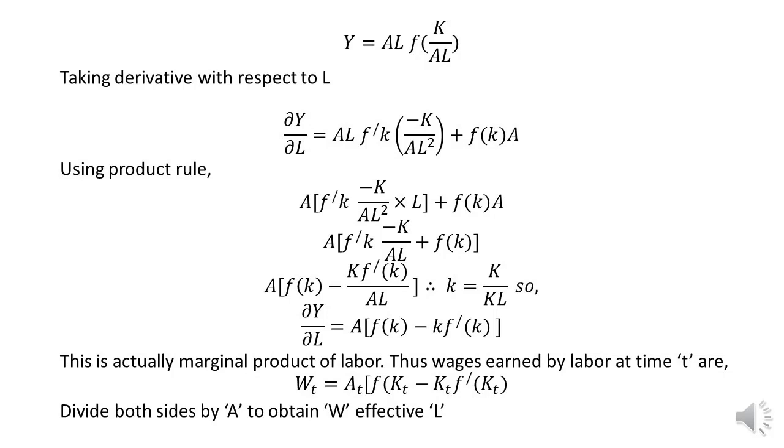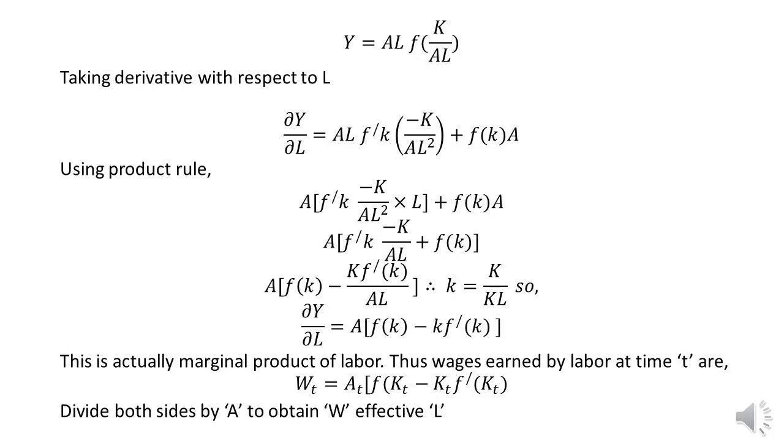So we can rewrite it like this, and then we take the derivative with respect to labor, because we are interested in the marginal product of labor. For taking the derivative, we are using the simple product rule and then the quotient rule. To use the product rule, we will treat AL as U and K by AL as V, and then after applying the product rule, we have AL F dash of K, and then into the derivative of K by AL.